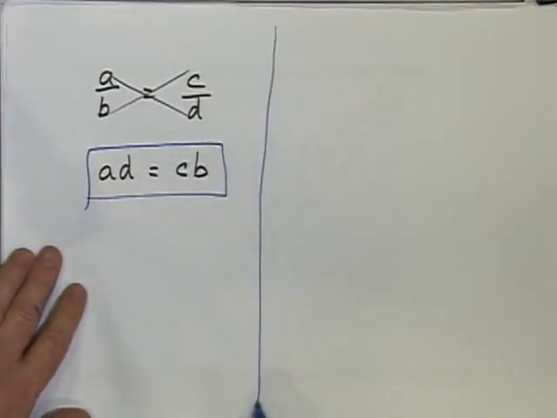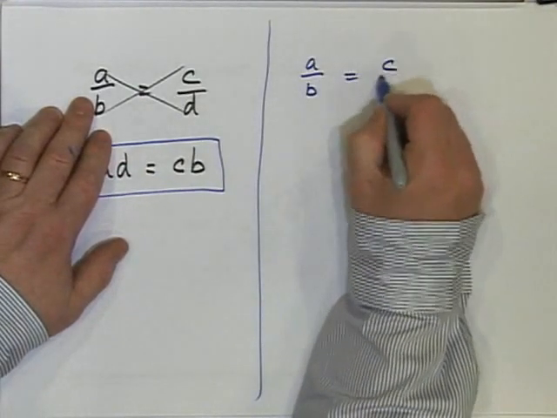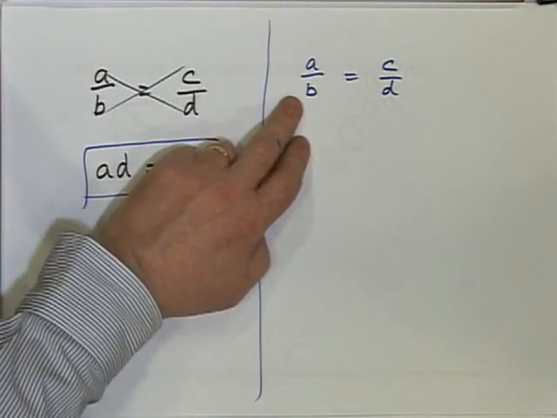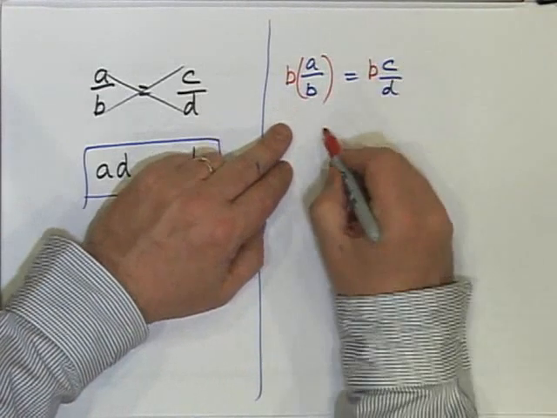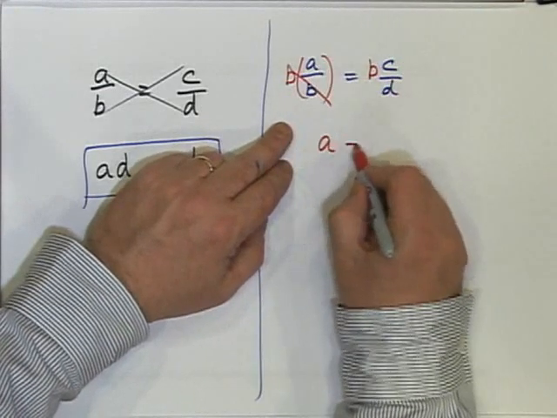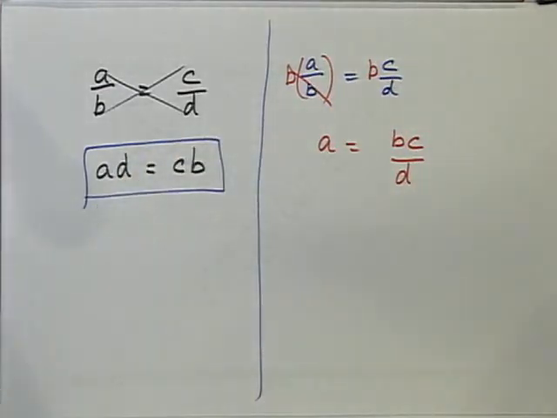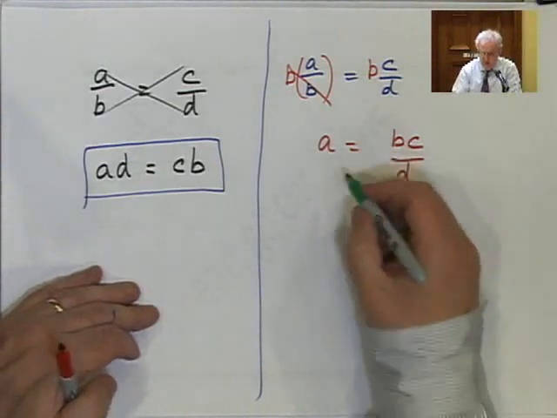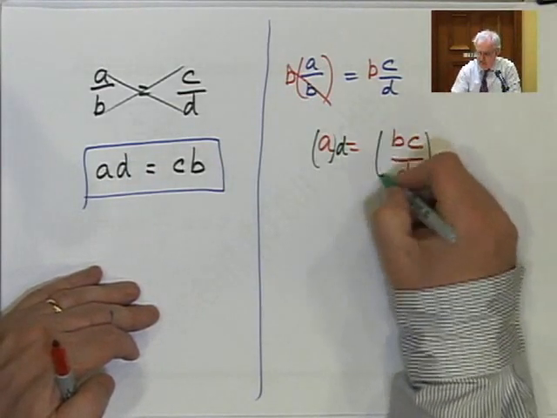But what did I do? I said a over b is c over d. And I said, I don't like the b on the bottom, so I'm going to multiply by b. And that's going to give me a here is bc over d. And then I said, I'm not really keen on the d on the bottom here, so I'm going to multiply this by d and multiply this by d.